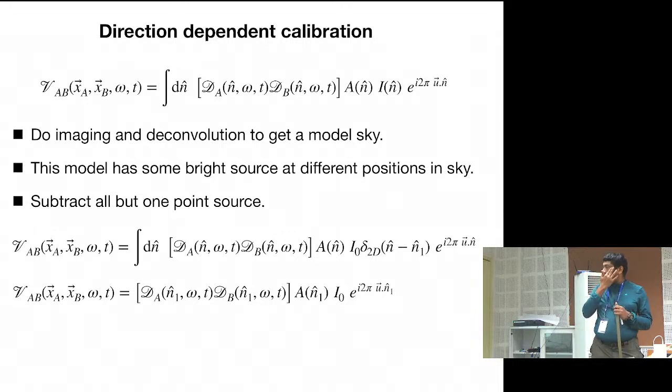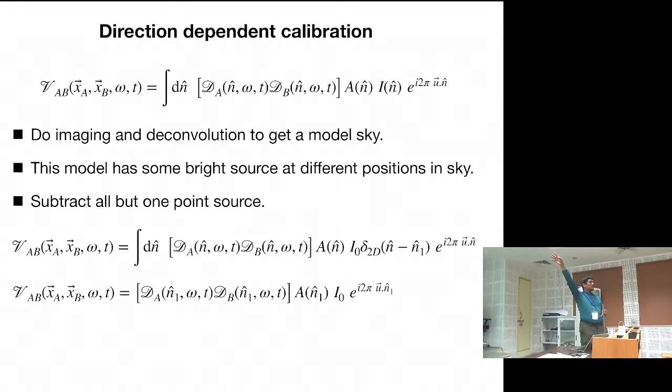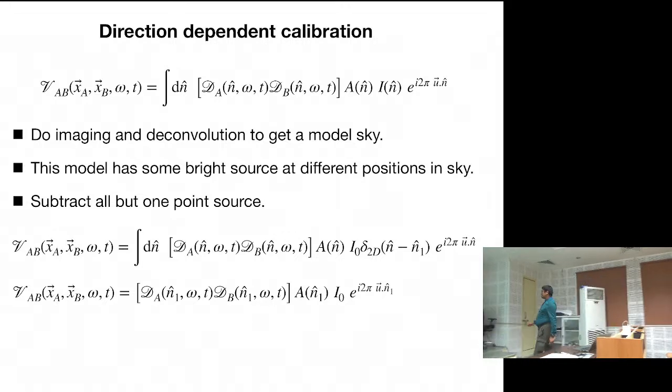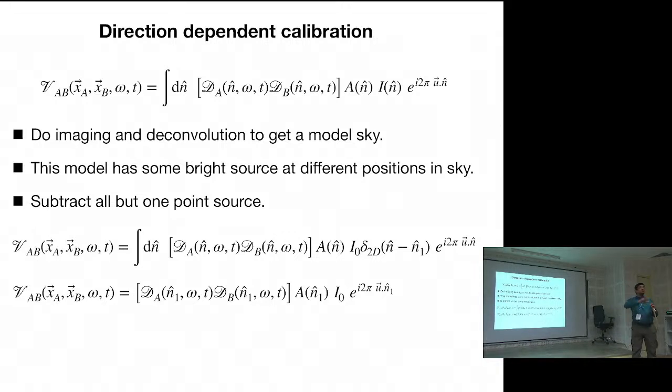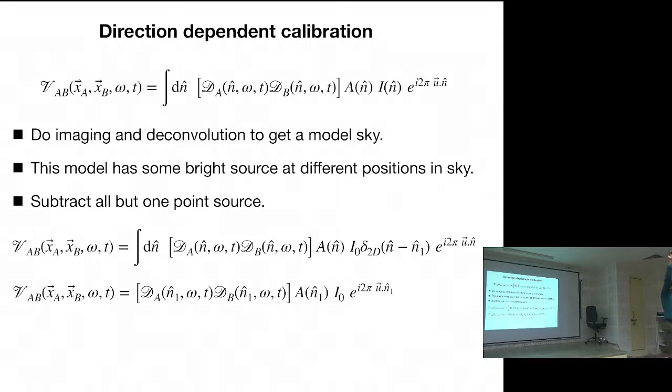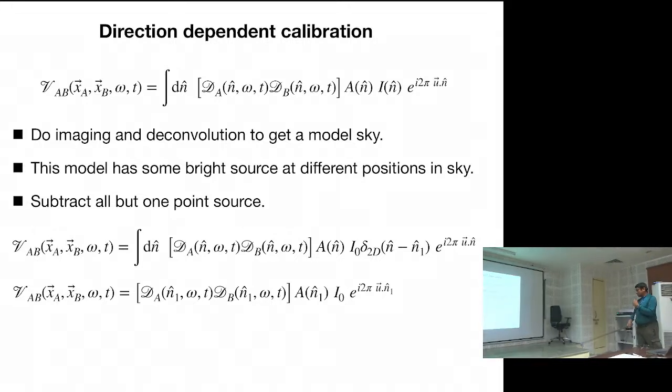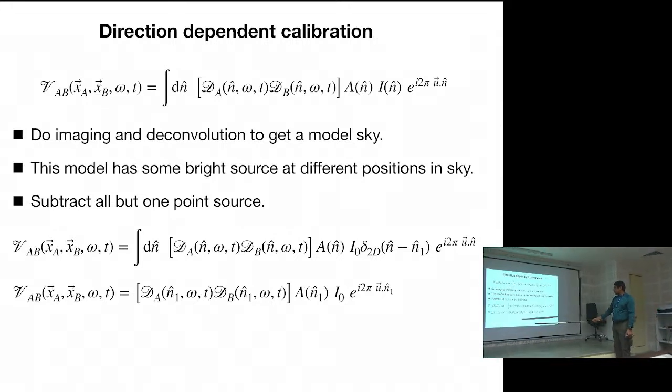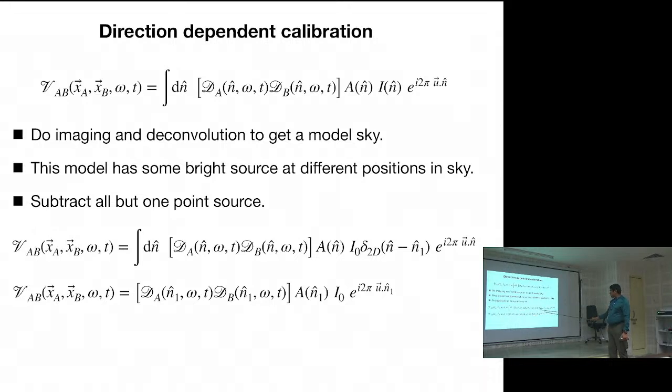So what I do is the following. I remove all the other bright sources, keep only one, which is not at the center of the field of view, but somewhere else. I now move my field of view electronically, meaning that I change this factor so that I make that point source the center of my field of view. If I do that, then you can do this integral. So this n cap is the direction of that source. So the point source with I0 intensity and at the direction n cap will look like this.